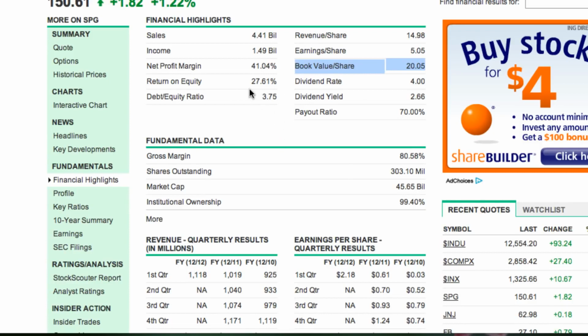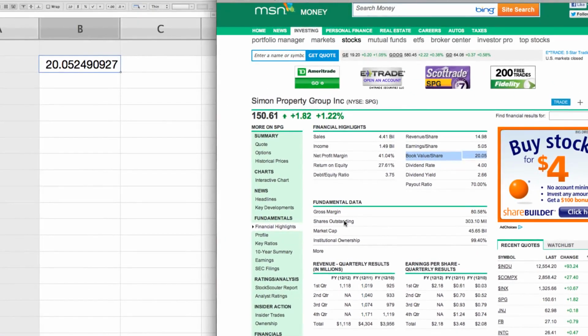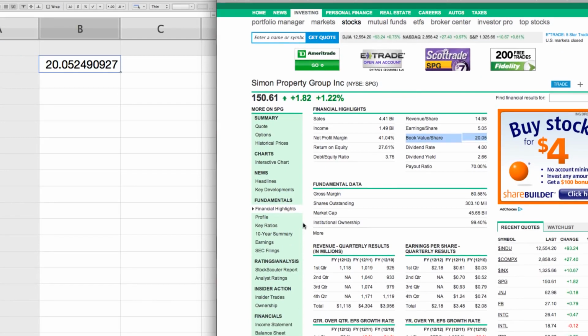If you were just going to look at that quickly and not actually go into the balance sheet and do the math, you would be misled as to what the book value of this company actually is. So let's figure out what the book value really is for this company. In order to do that, we're going to have to pull up what's called the 10Q. That's the quarterly report that the Simon Property Group has to file with the federal government.